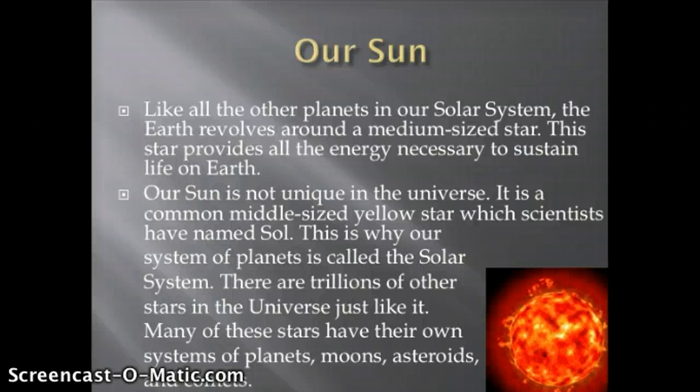It's unique in our universe, and it's the most common middle-sized yellow star, which scientists have named Sol. That is why our system of planets is called the solar system. There are trillions of other stars in the universe just like it. Many of these stars have their own system of planets, moons, asteroids, and comets. They are all unique and individual.